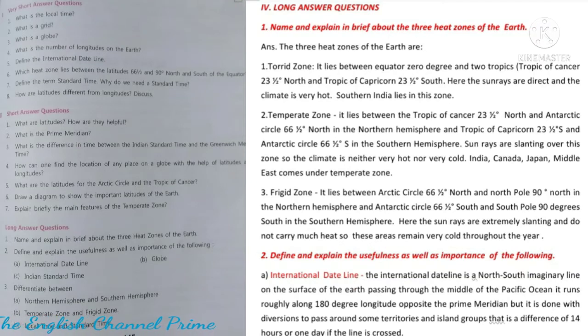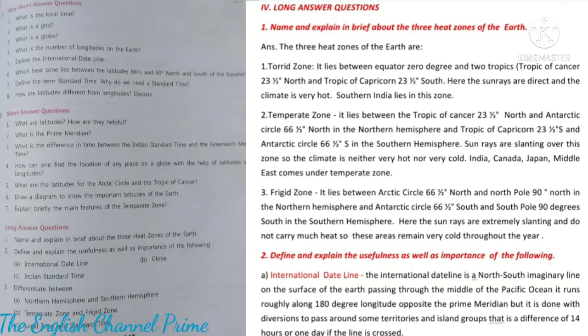B. Temperate zone. It lies between the Tropic of Cancer, that is 23½ degrees north, and the Arctic Circle, that is 66½ degrees north, in the northern hemisphere, and between the Tropic of Capricorn 23½ degrees south and the Antarctic Circle 66½ degrees south in the southern hemisphere. Sun rays are slanting over this zone, so the climate is neither very hot nor very cold.